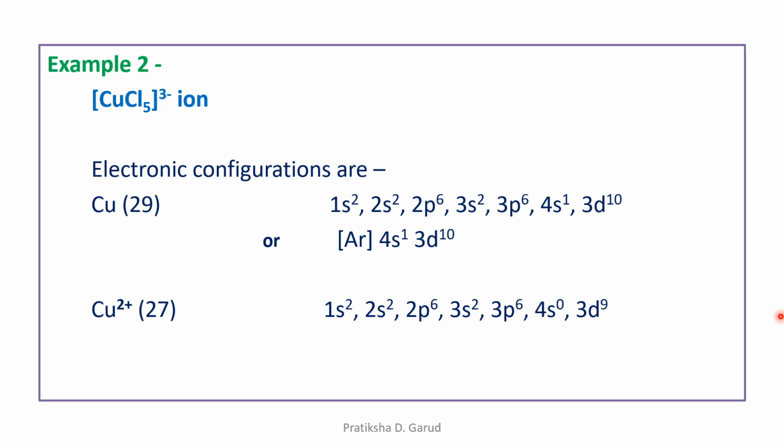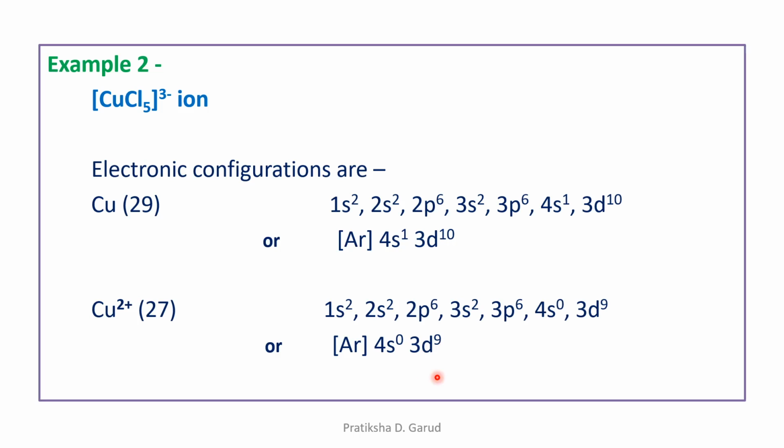So the electronic configuration for the Cu2+, that means atomic number 27, we have to remove 2 electrons. One electron is removed from the 4s and the second electron will be removed from the 3d. So it is 1s2, 2s2, 2p6, 3s2, 3p6, then 4s0, 3d9. Or it is having the argon core, remaining as 4s0, 3d9.